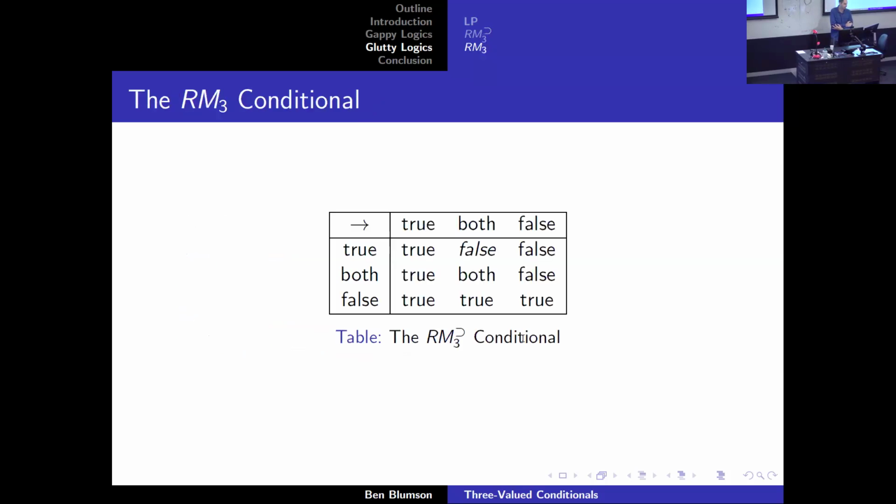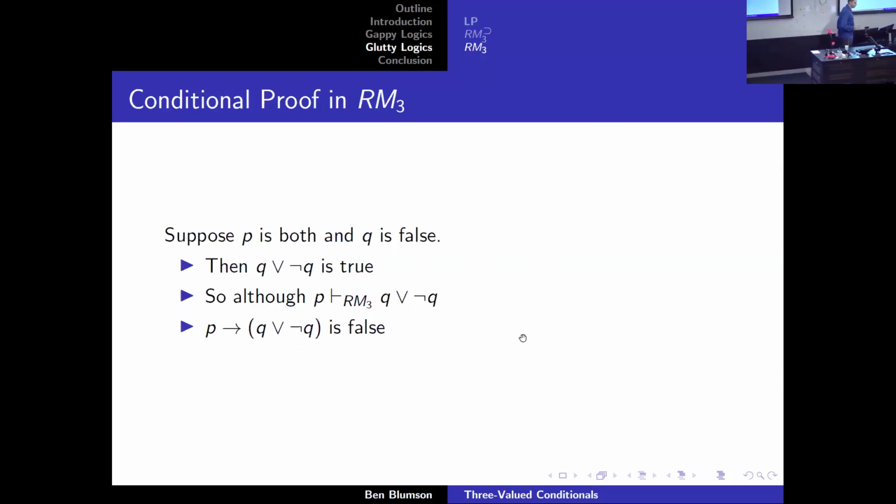So we could fix this. If we didn't like this, we could fix it by changing this value to false as well. And then we would get the familiar RM3 conditional. As well as modus ponens being valid, modus tollens would be valid and contraposition would be valid as well. But the cost of that would be that we lose conditional proof again.